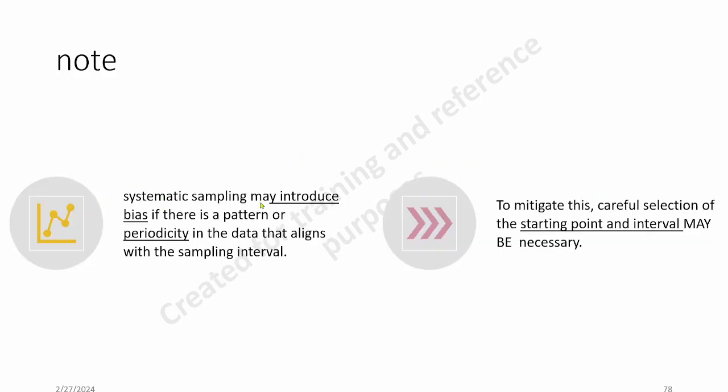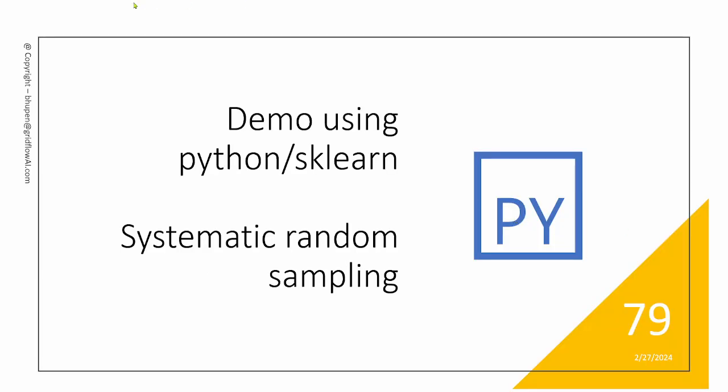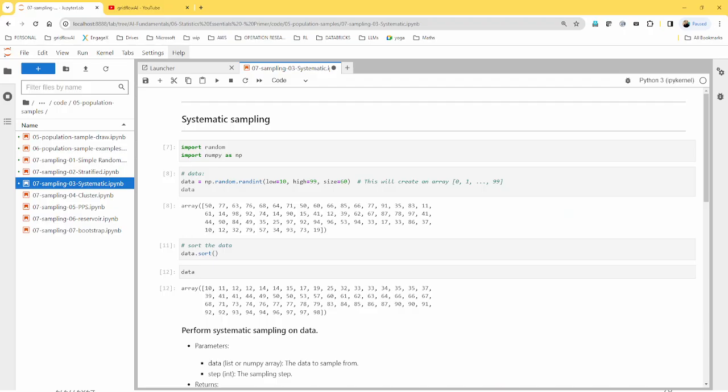Slight note here, systematic sampling may introduce some bias if there is a pattern or periodicity in the data. Means there is some kind of an order, and since we are picking the data after every nth sample, that might introduce some bias in the samples being selected. To mitigate this, we have to make sure the selection of the starting point and the interval is given a good thought.